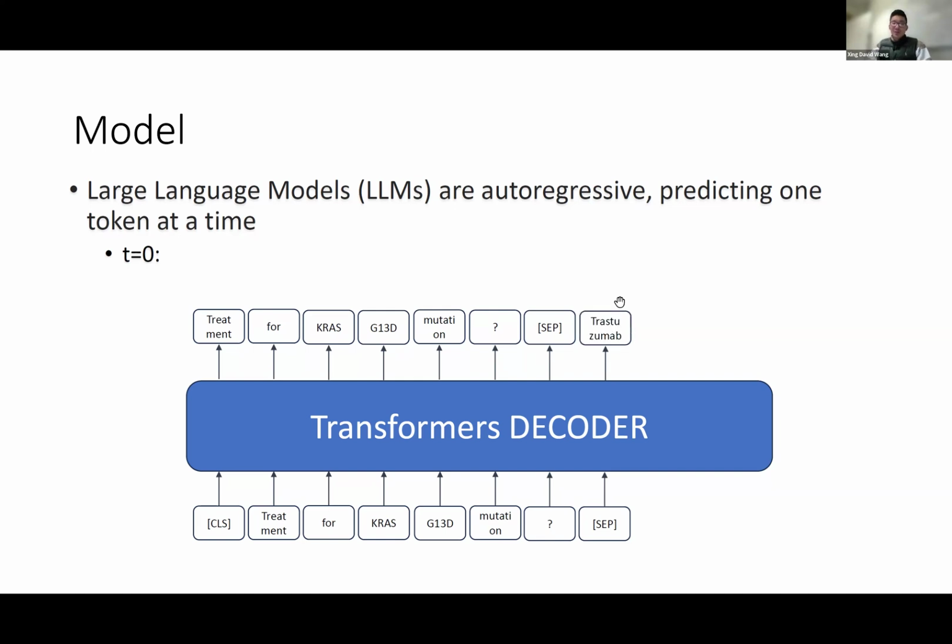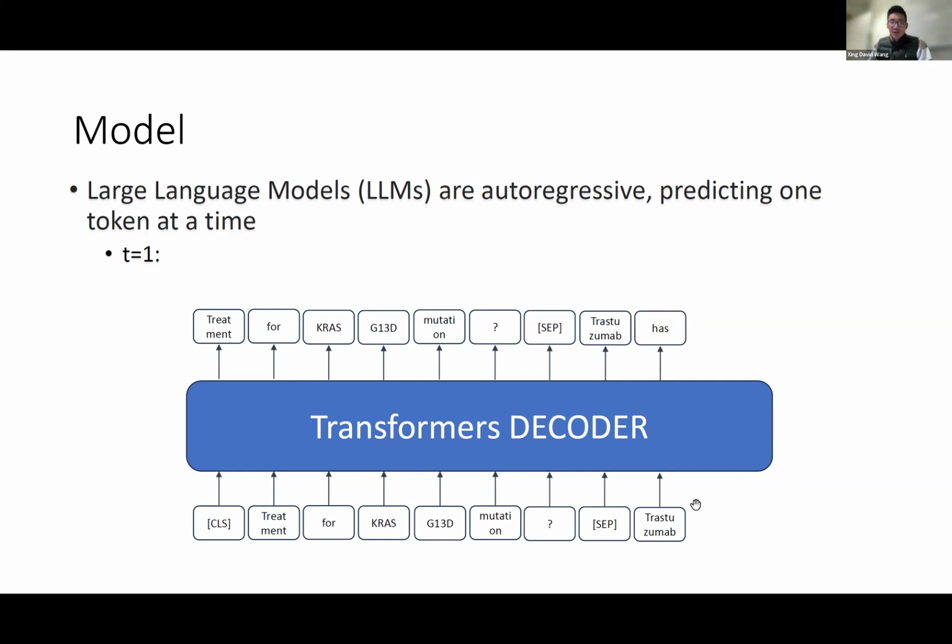And one possible continuation could be trastuzumab as the first token. And then the large language models take this generated output and feed it again into the same model. So this is the autoregressive part. So in the next time step, t = 1, we feed the input query and trastuzumab as the next token in. And then we ask the model to further complete the sentence.